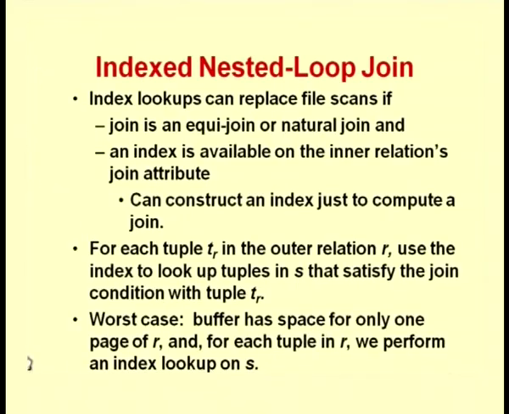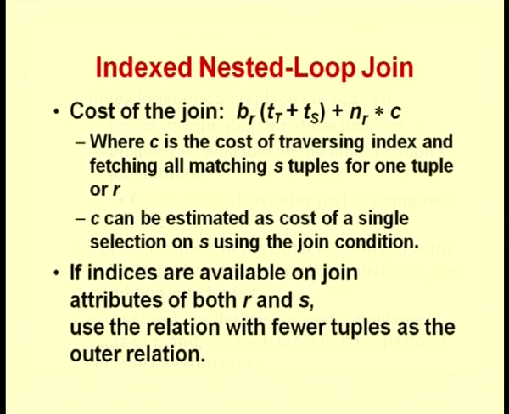The buffer has space for only one page of R, and for each tuple in R we perform an index lookup on S. So the cost of the join is again BR * (TR + TS) + NR * C, where C is the cost of traversing the index and fetching all matching S tuples for one tuple of R, and C can be estimated as the cost of a single selection on S using the join condition. So this is basically what we are trying to say.